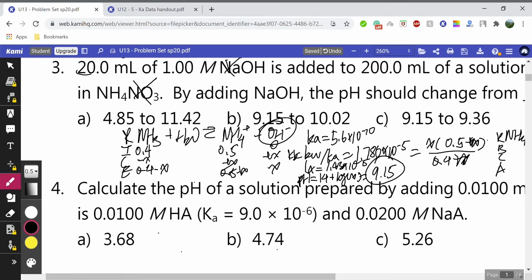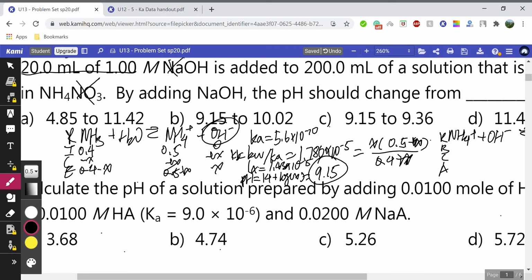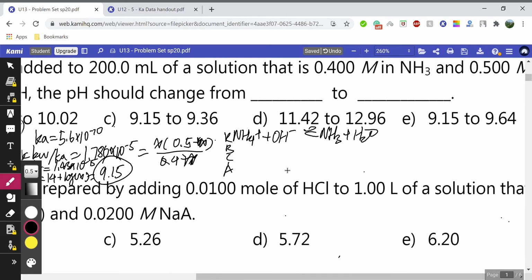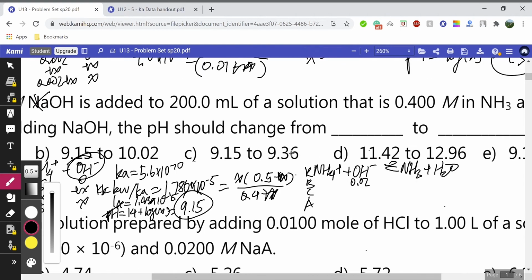We have 20 milliliters of 1 molar solution. So 1 times 0.02 will give us 0.02 moles, concentration times volume. Now NH4 plus and NH3 are in the same solution of 200 milliliters, so we just need to multiply their corresponding molarities.